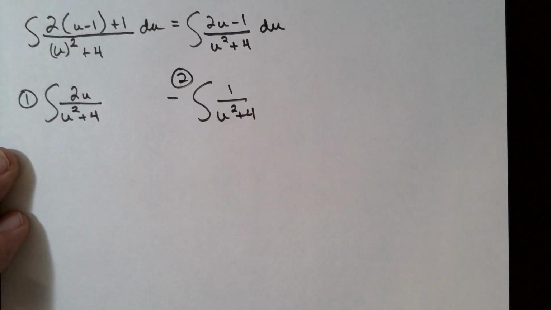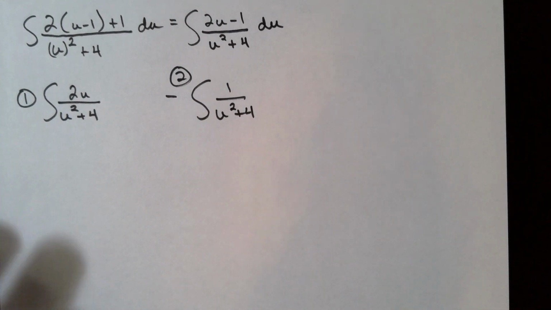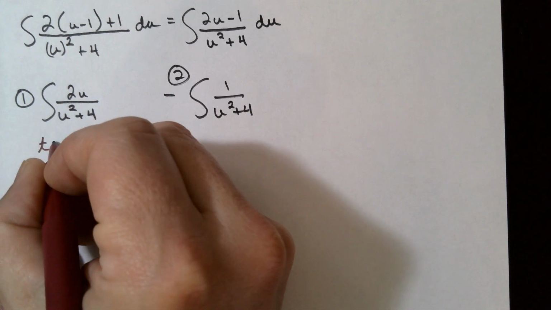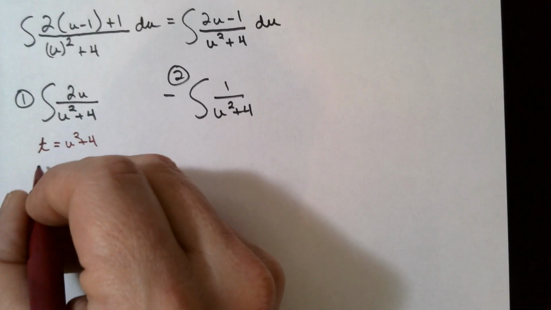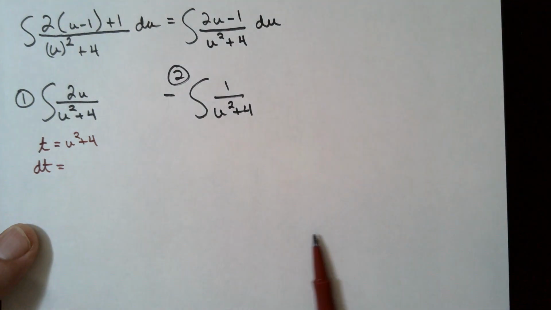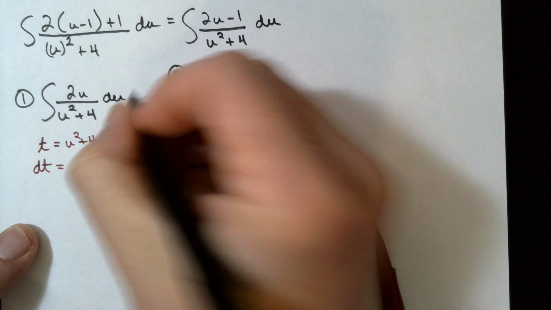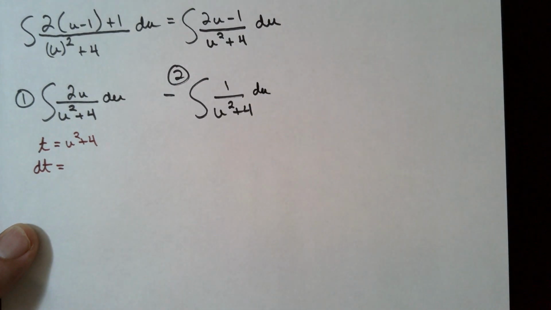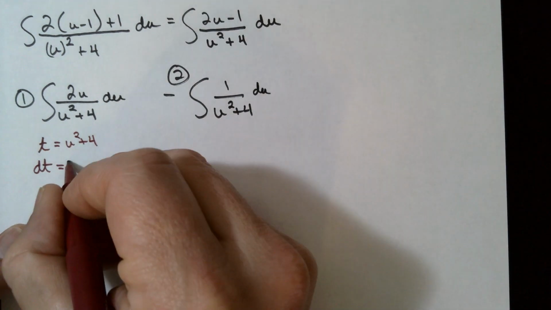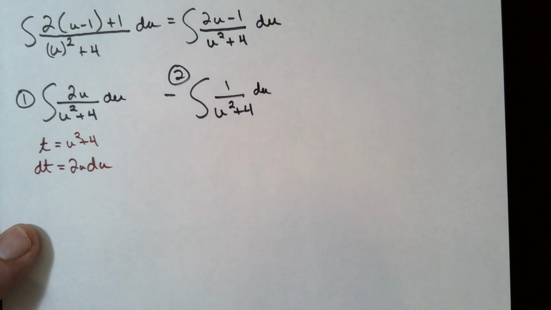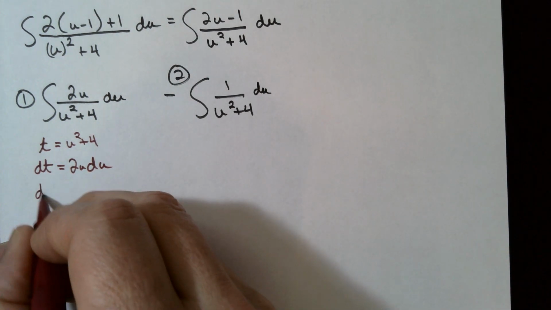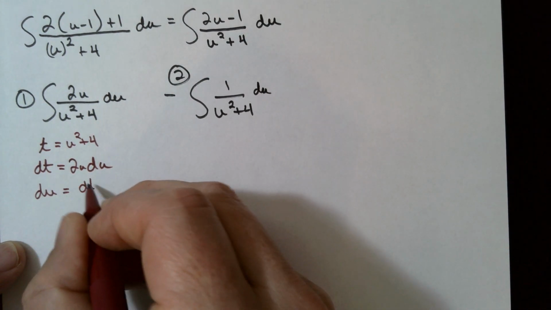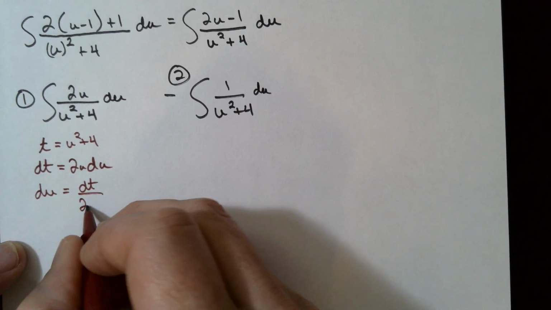Okay, so looking at integral number 1, what I'm going to do there is another quick substitution. I'm going to say that t is equal to u squared plus 4. So that would mean that dt, oops, I forgot my du on both of these. Bad about that. Okay, and dt is equal to 2u du. And if we solve that for du, du is equal to dt over 2u.